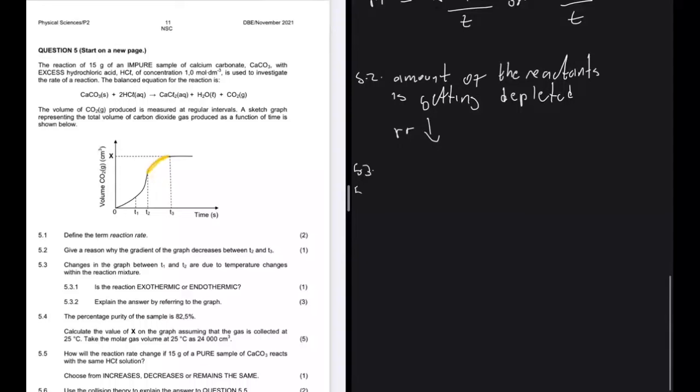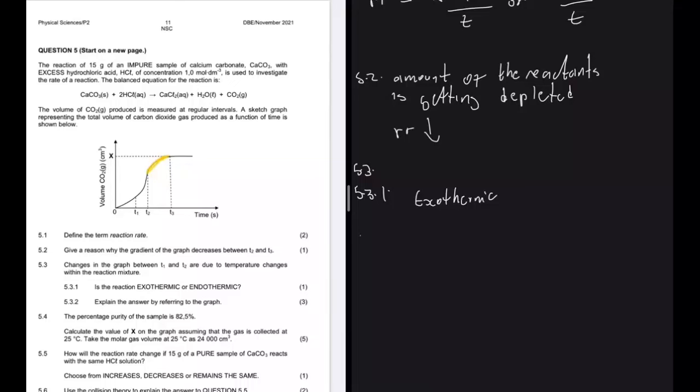We have 5.3.1, and it says changes in the graph between T1 and T2 are due to temperature changes within the reaction mixture. And then 5.3.1 says, is the reaction exothermic or endothermic? The reaction is exothermic. Why are we saying that it's exothermic? Because the temperature change is within, right? And then from T1 to T2, the reaction rate increases.